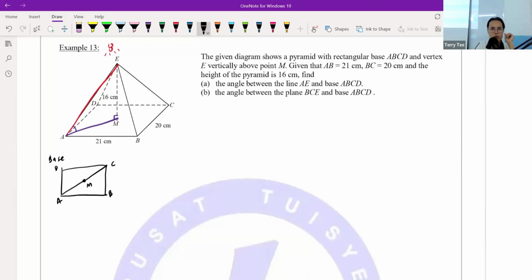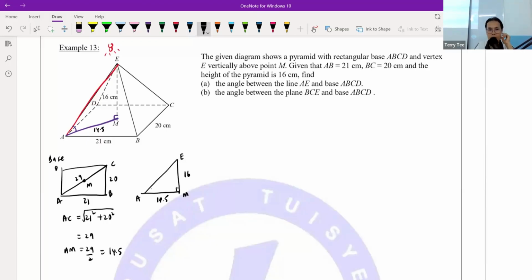All right. So we know AB is 21, BC is 20. My AC will be square root of 21 squared plus 20 squared, which is 29, right? Yeah, this is 29, right? Okay. So if AC is 29, what is AM? AM is 29 divided by 2. That will be 14.5, right? 14.5. Okay, now next we draw this triangle. This is AEM. This is 14.5. This is 16. And I want to find this angle.